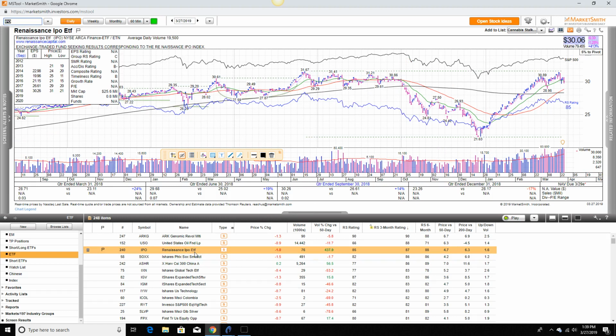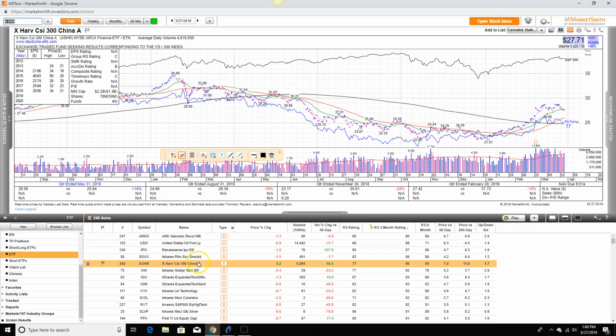Renaissance IPO. So the IPO market has been good. You can see that it almost broke to an all-time high, and then it's just trying to back off a little bit. But China right here, this has been a very strong China ETF. Now it looks like it wants to consolidate, but it went from 21 to 29 pretty quickly. That's a very good move. Not quite 50%, maybe 40%, but that's very, very strong.